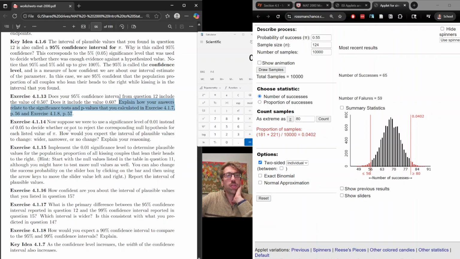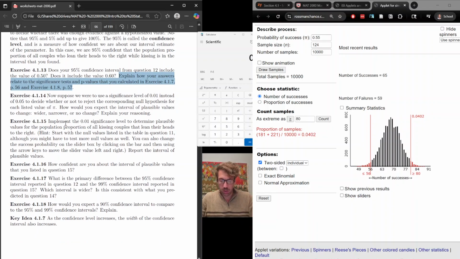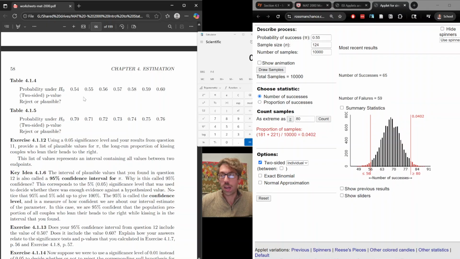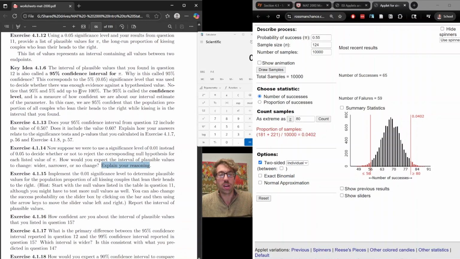Okay, now for number 14. Now suppose we were to use a significance level of 0.01 instead of 0.05 to decide whether or not to reject the corresponding null hypothesis for each listed value of pi. How would you expect the interval of plausible values to change? Wider, narrower, or no change? Explain your reasoning. A great way to explain your reasoning here is to just look at this table and make a different reject or plausible decision based on 0.01 instead of 0.05.